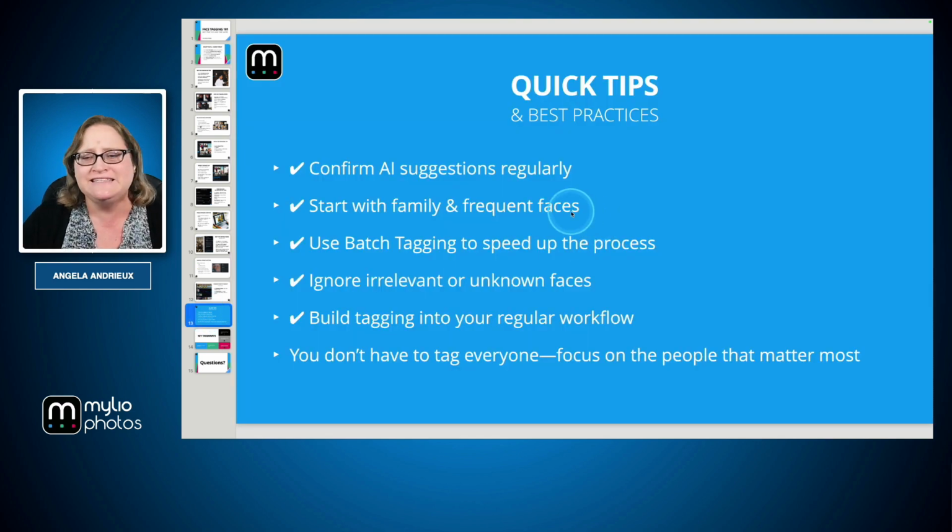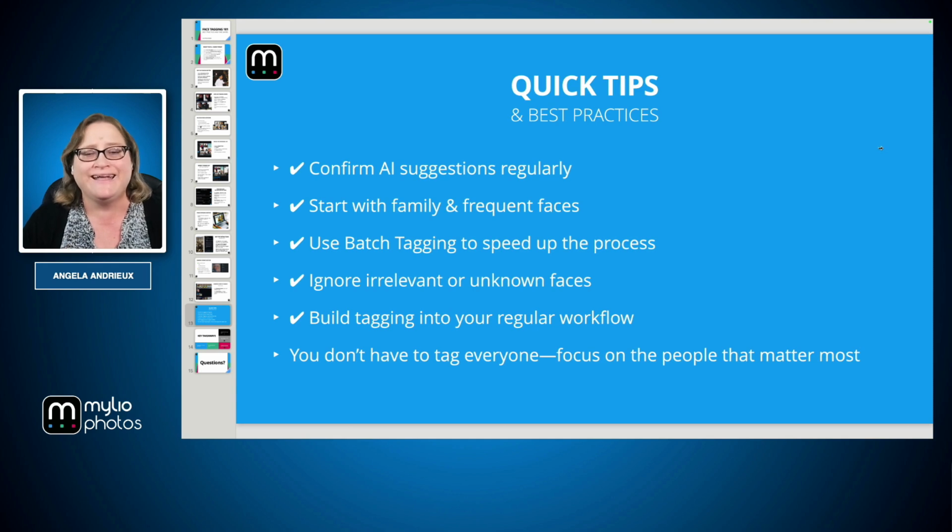Some last minute tips and best practices. I do recommend going through and confirming the AI suggestions regularly. You can let it sit for a while, but the more frequently you do it, the less overwhelming the project is. Usually when you're just getting started, you have tons to do. Once you sort through the bulk of that, go in and just do a little bit every now and again, and that's going to help keep your library more manageable.